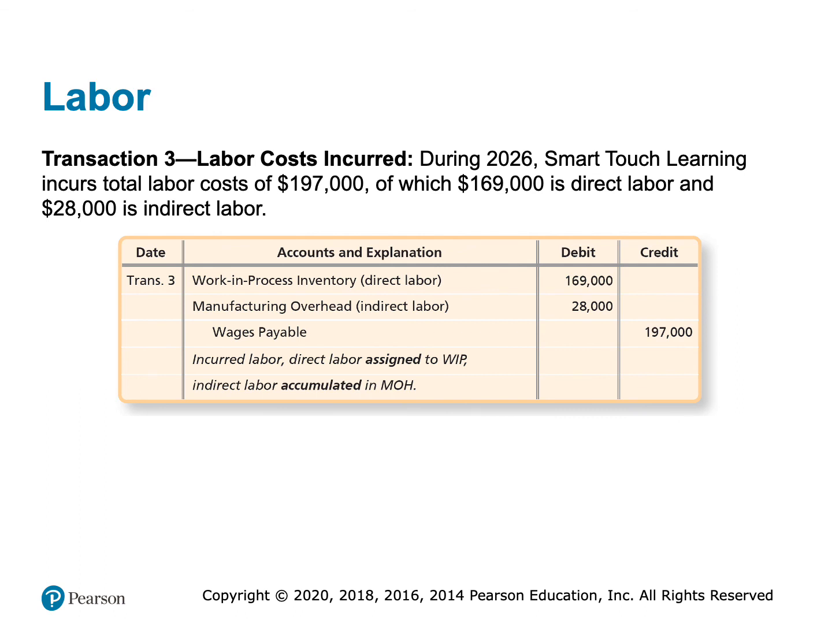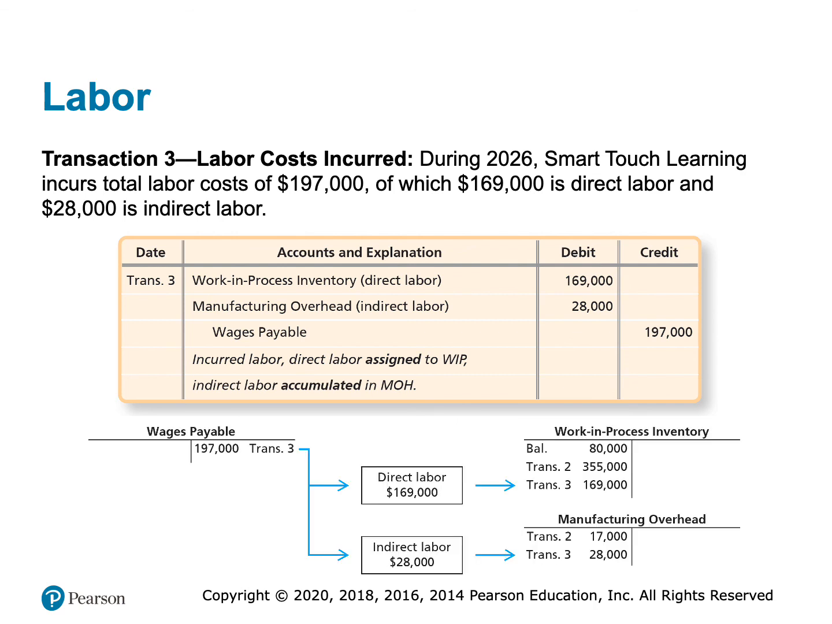Now again, you want to go ahead and post these. You already have a work in process T account, so debit that for 169. You already have an overhead T account, so debit that for 28. And then we'll draw a little wages payable T account over to the side to credit for 197. So our T accounts should look something like this. We've got our wages payable credited, and we've got our work in process debited and our overhead debited.